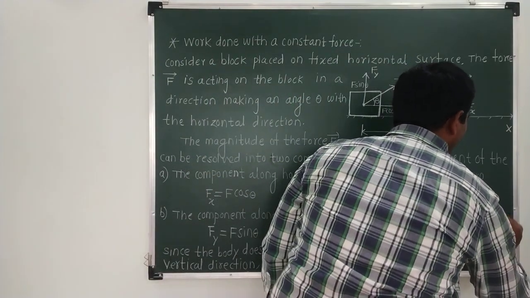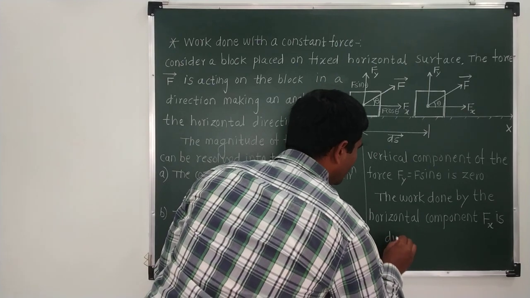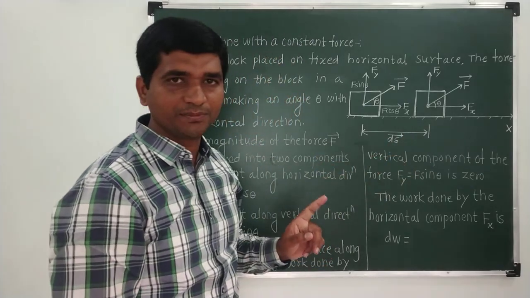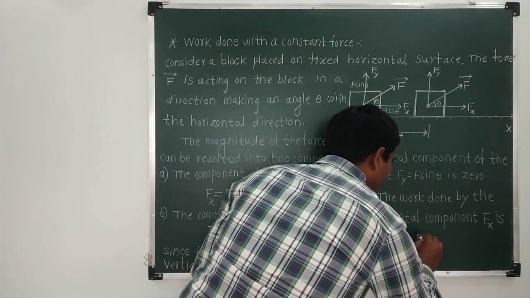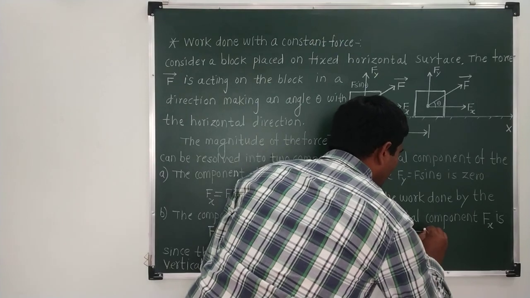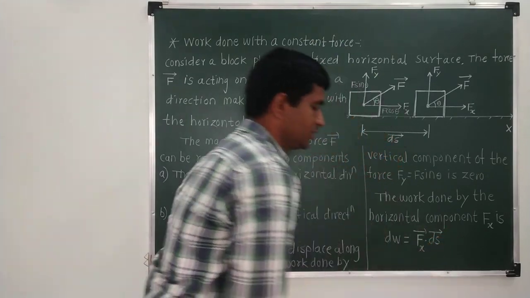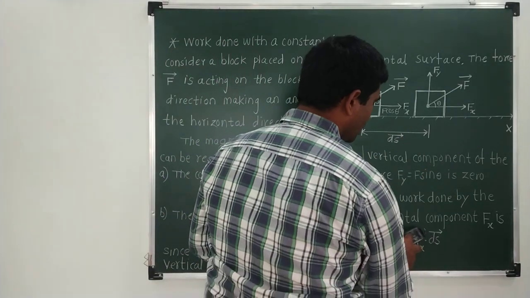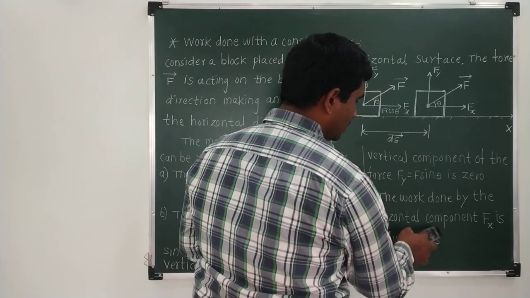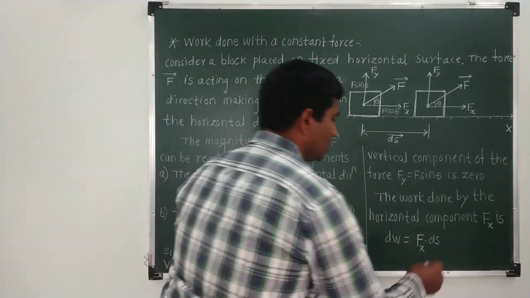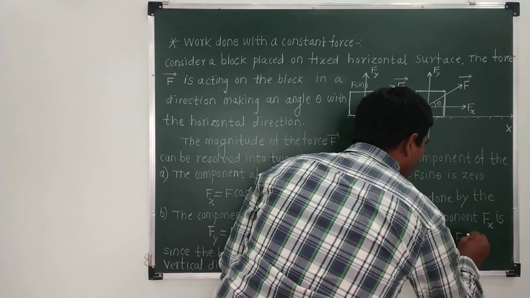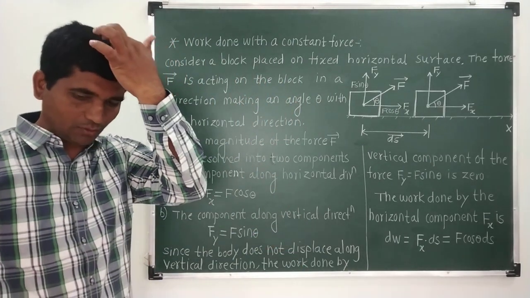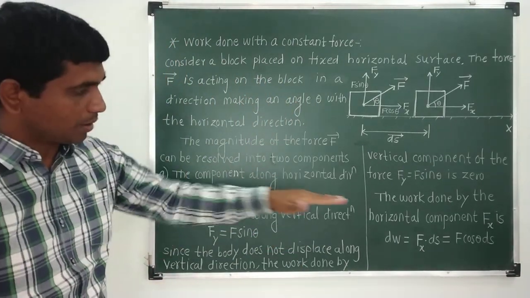Horizontal component Fx, dW is equal to, now when the body is moving from this position to this position, what is the displacement? It is ds bar. It is given by Fx bar dot ds bar. Okay, or because it is a component, no need to consider it as a vector. So it is Fx ds. Now what is the value of Fx? It is F cos theta ds. This is the work done due to the horizontal component.